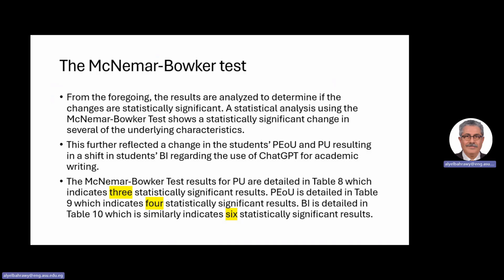The McNemar-Bowker test results are detailed in Table 8, which indicates 3 statistically significant results. Table 9 indicates 4 statistically significant results, and BI, detailed in Table 10, which is similar, indicates 6 statistically significant results, and these are the number of the red circles in the previous tables.